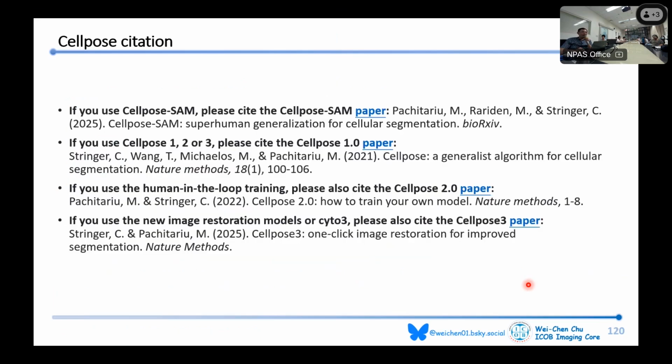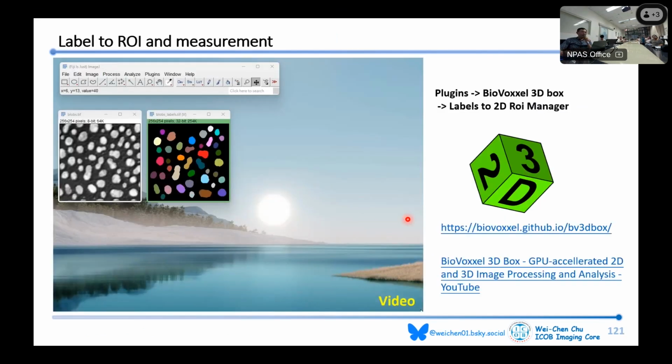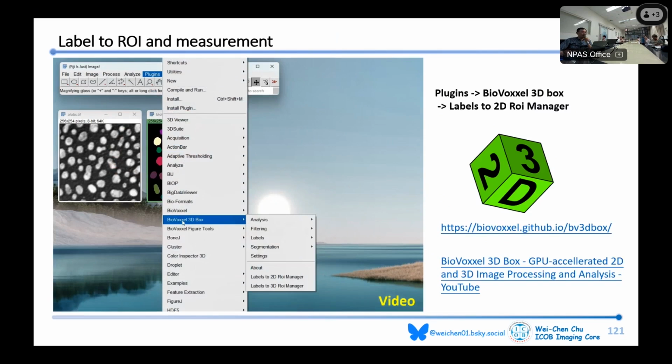Okay, so if you use CellPose-SAM, you need to cite the CellPose-SAM paper. If you use CellPose 1, 2, 3, you need to cite the related paper. All those tools can generate label images, for example. Then you can convert those label images to ROIs with a very useful plugin called Biovoxxel 3D Box.